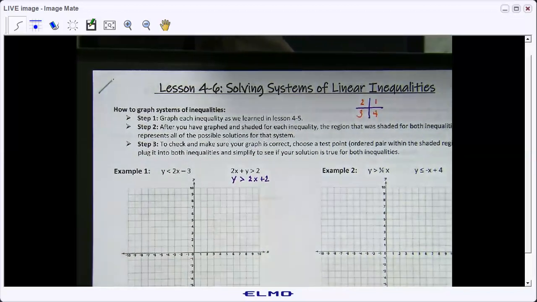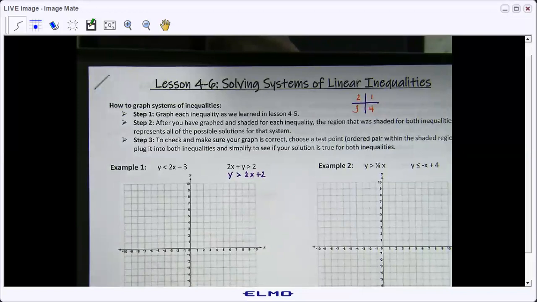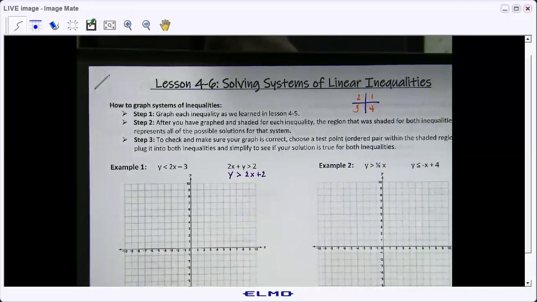Yes, Andy? If one of the solutions falls on the axis, would you just say that it's on the axis and not one of the quadrants? Like if it's 0, 7 or whatever, you would just say that the solution's on the axis. The origin, yeah, you could say the origin if you wanted to.